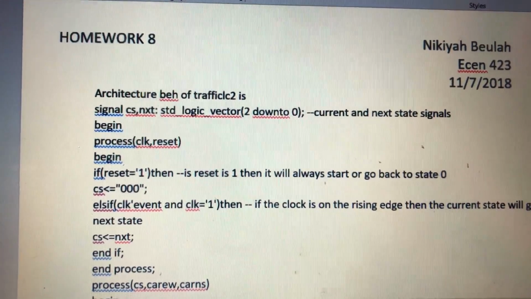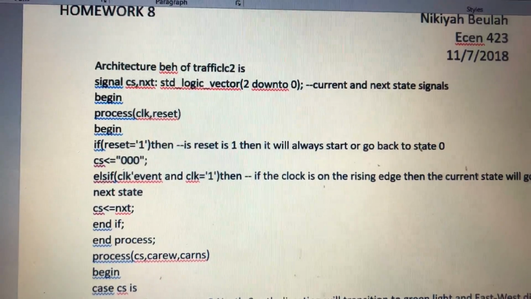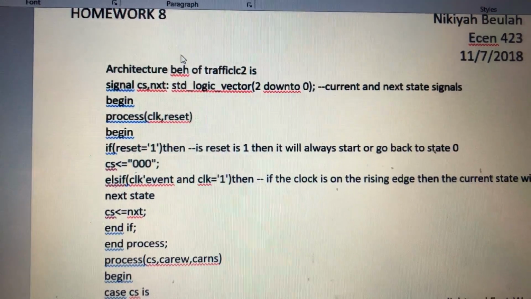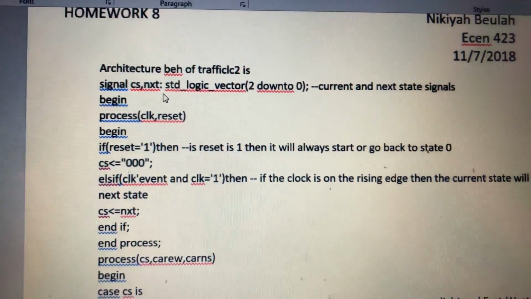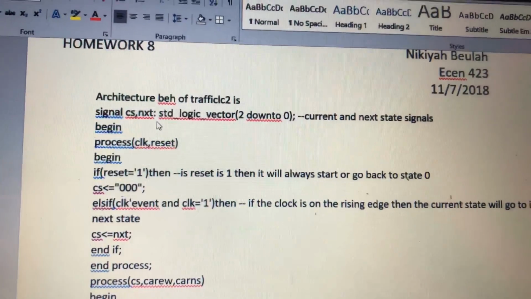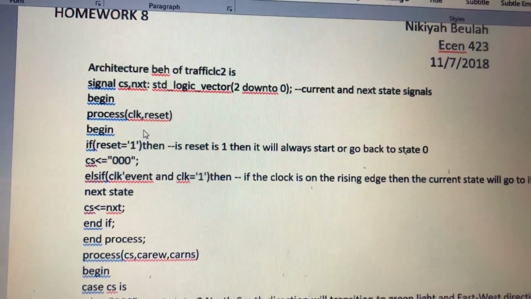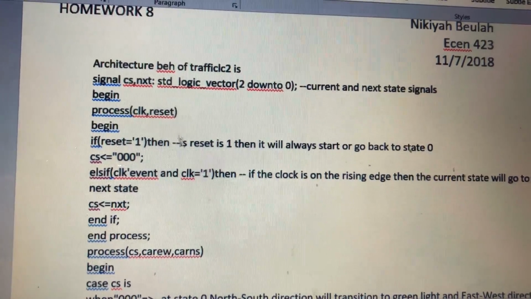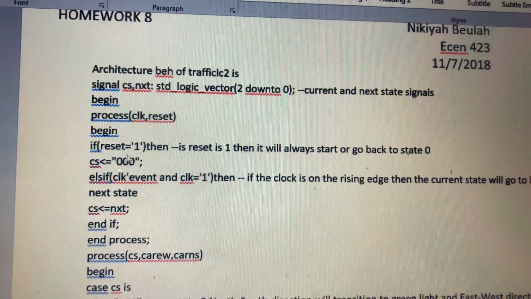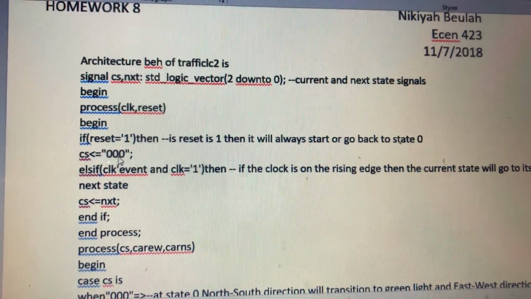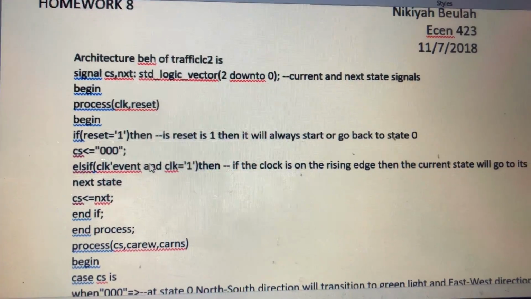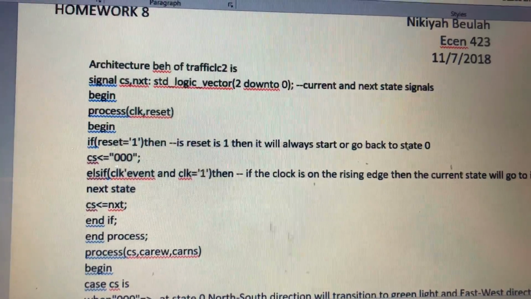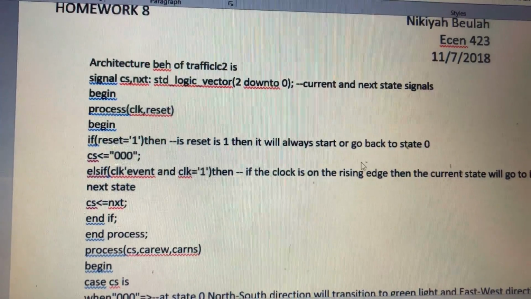So the architecture of my traffic light controller is very similar to the first one. I have my current state and next state signals. I also have my process that includes a clock and a reset. So if my reset is equal to 1, then my current state will be state 0. And if there is a clock event and the clock is on a rising edge, then my current state will equal my next state.